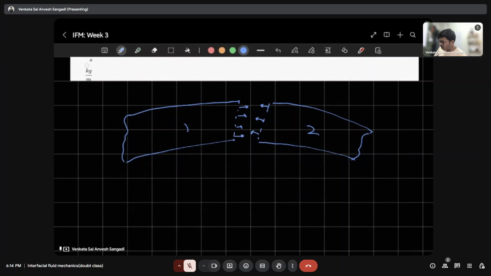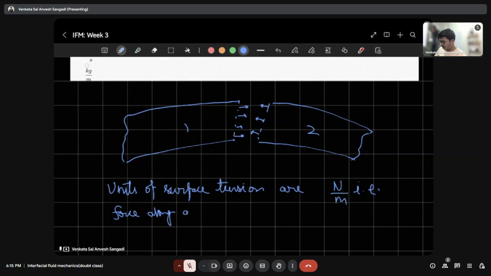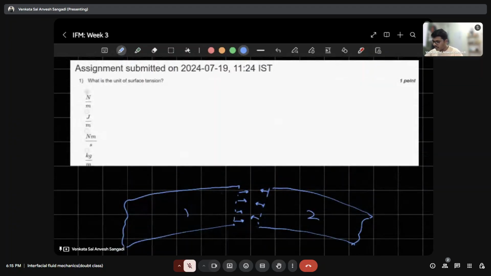So we can write the units of surface tension are Newton per meter. That is force along a line. So this is a fairly simple question, and the answer will be A.